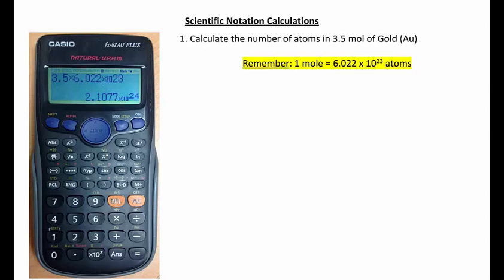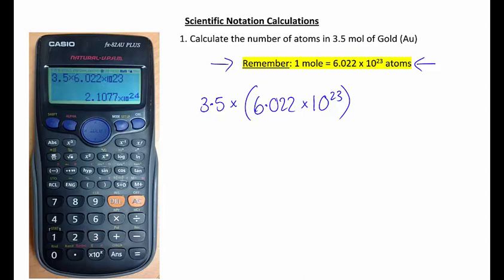So basically 1 mole contains 6.022 times 10 to the 23 atoms, and I have that written here. So if I wanted to calculate the number of atoms in 3.5 moles of gold, I need to times that 3.5 times 6.022 times 10 to the 23, because there's this many atoms in 1 mole. So I need to times it by 3.5. Now I'll show you how to enter that into your calculator.